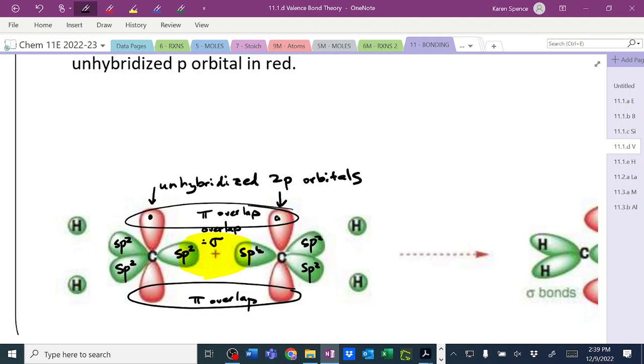Why would they become an sp3? If it became an sp3, then we couldn't have a double bond. And we do have a double bond. Yeah? I mean, it could become an sp3, but then you would have ethane instead of ethene, and they occur under different circumstances.